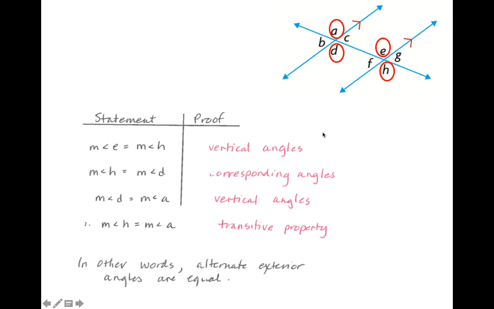And then we put it all together because this is equal to that is equal to this is equal to that. So these guys have to be the same. We call that the transitive property. It's a wonderful property. Measure of angle H and the measure of angle A, these little guys in here, are actually equal to one another. In other words, the alternate exterior angles are equal.